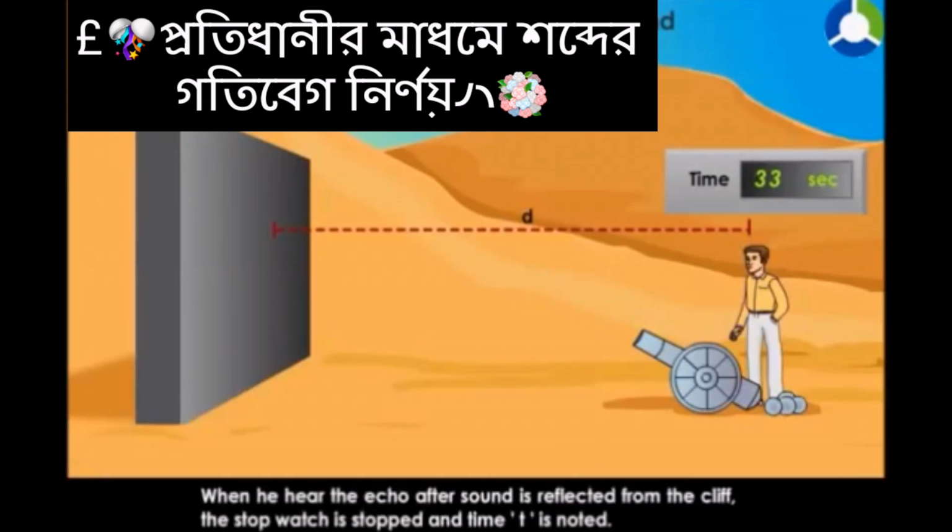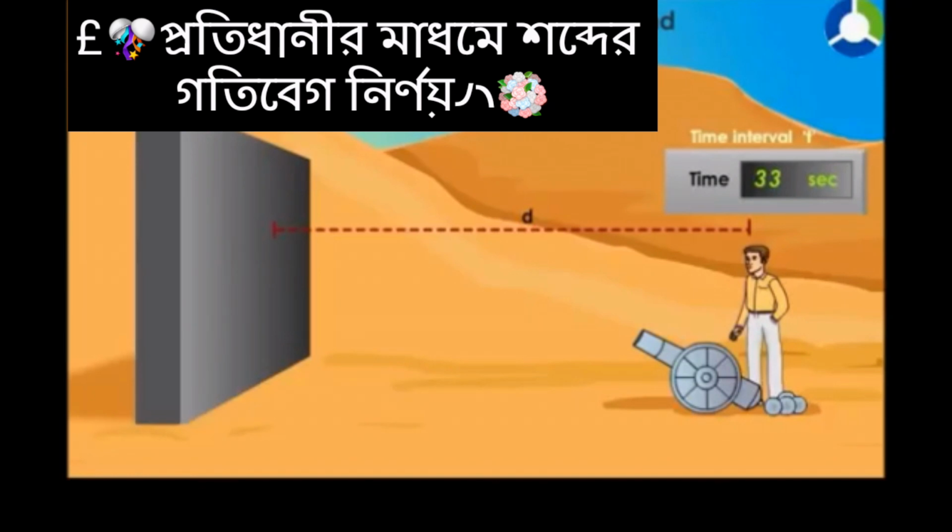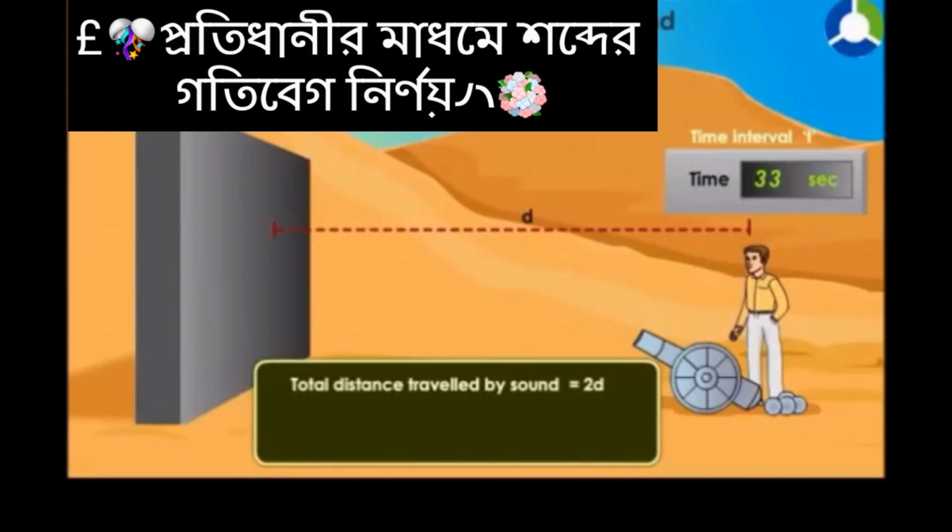When he hears the echo after sound is reflected from the cliff, the stopwatch is stopped and time t is noted. Sound travels from cannon to cliff and back. Total distance travelled by sound equals 2d. Time equals t seconds. Therefore, the speed of sound equals 2d upon t meters per second.